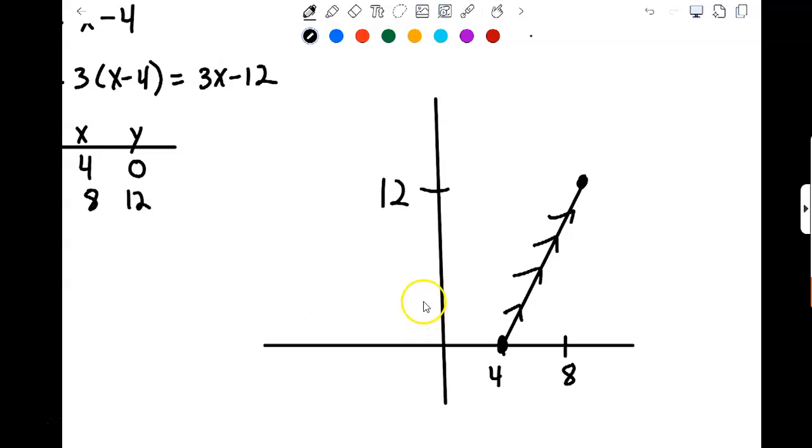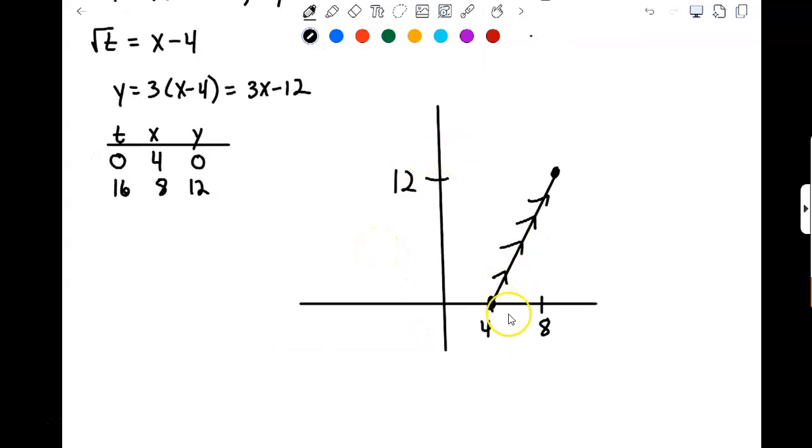Okay. So here we have our graph and we have our orientation. Again, we know that in terms of the graph it's 3x minus 12, but it's only the part that ranges from the point 4, 0 over to the point 8, 12. Okay. All right. So let's stop here on this example, and we're going to look at a few more where we don't always want to try and solve directly for t. And we'll see an example in our next video where that's the case.